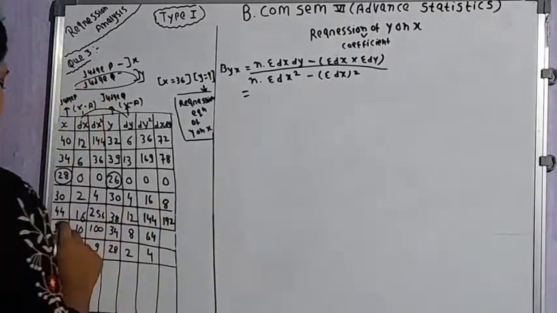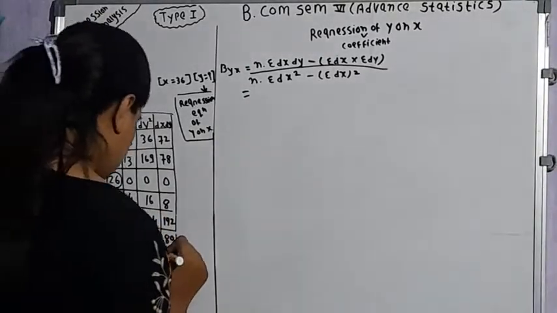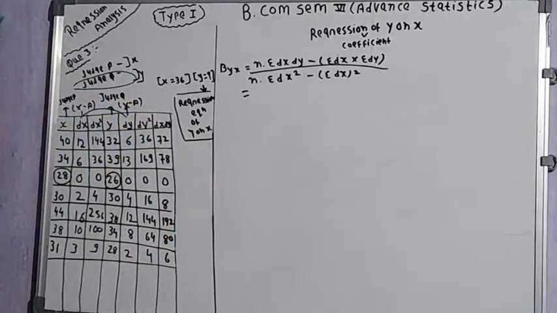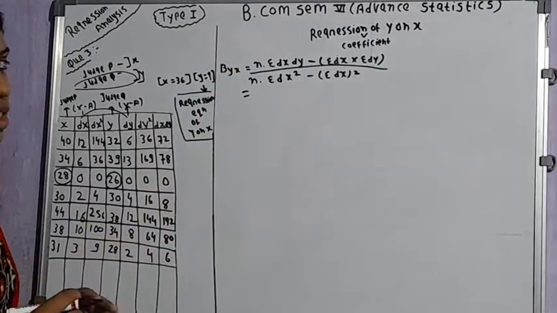192. Then 10 into 8, 80. Then 3 into 2, 6. This way we have calculated the value to be put under dx dy column. Now what we have to do? We have to find out the summation of the different columns, because in the formula we need to put the summations.